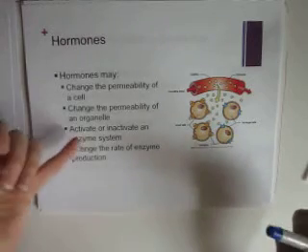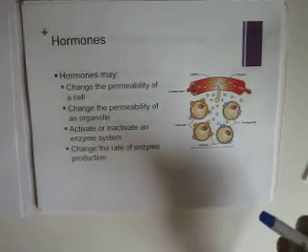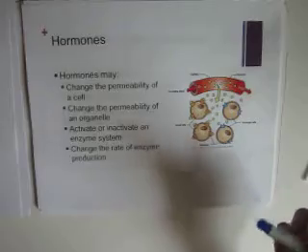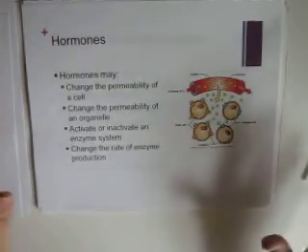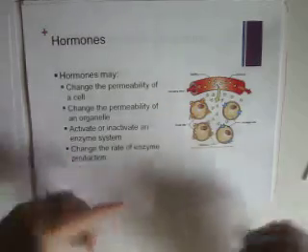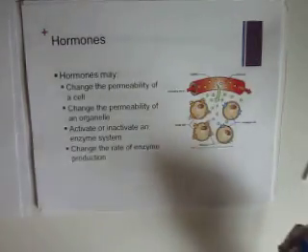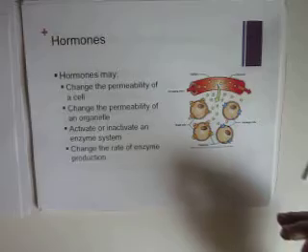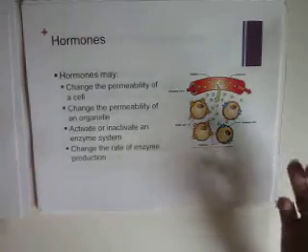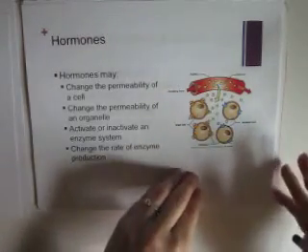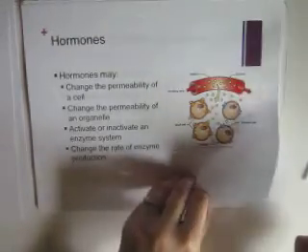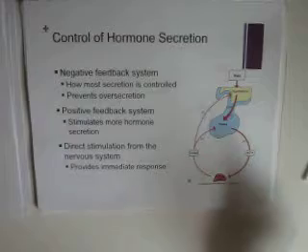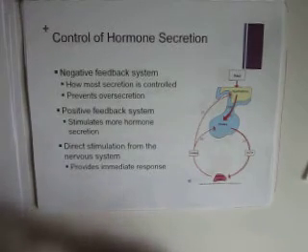They can activate or inactivate an enzyme system, so they can shut things down and say, nope, don't let this reaction happen anymore. We're not making that anymore. They can also change the rate of enzyme production, so they can increase how much a reaction is happening, or they could decrease the rate at which the reaction is happening, slow things down. So hormones are pretty cool for little tiny things in our body.